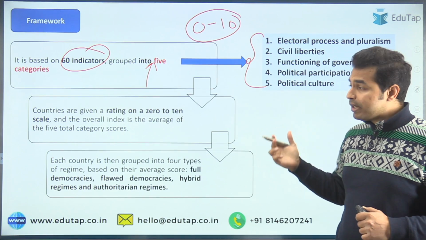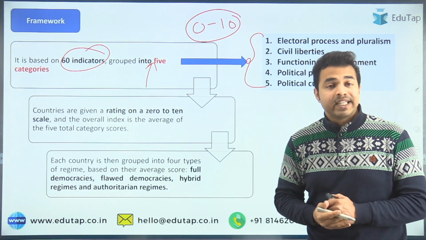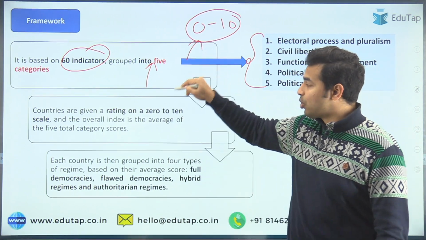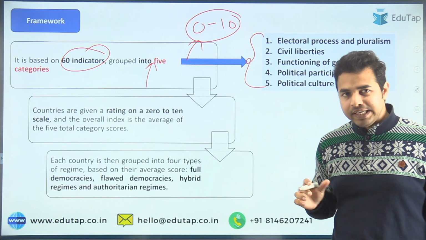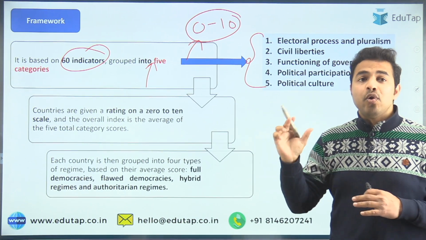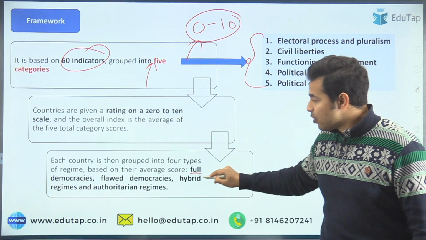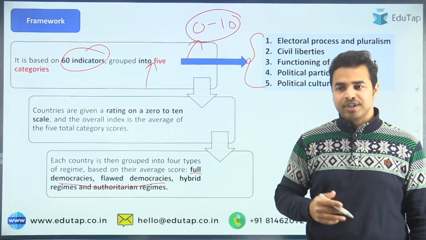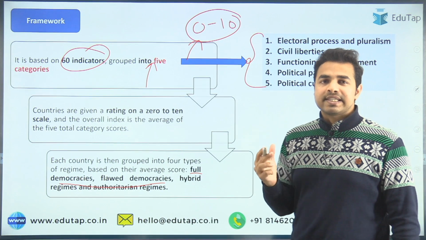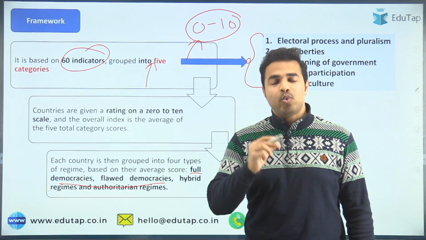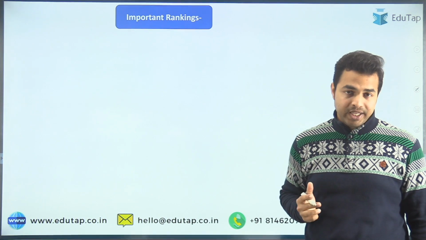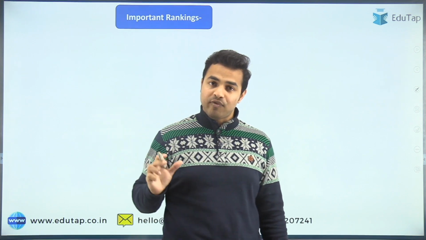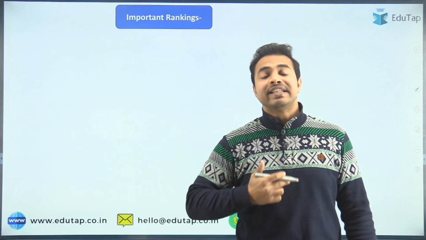Now, the countries are ranked on the basis of these scores only. After the ranking, each country is grouped into 4 types of regimes: full democracies, flawed democracies, hybrid regimes, and authoritarian regimes. Whenever we discuss any reports and indices, we always tell you that a very important part is the rankings. And whenever you are covering the rankings, you are required to cover the top performing nation, the worst performing nation, and most important, India's rank.